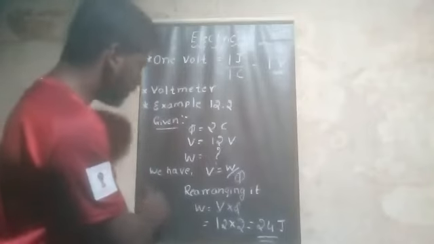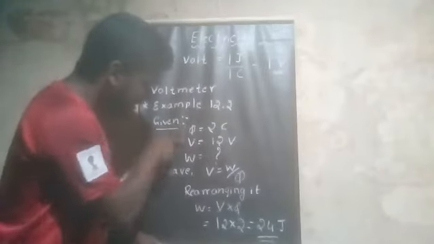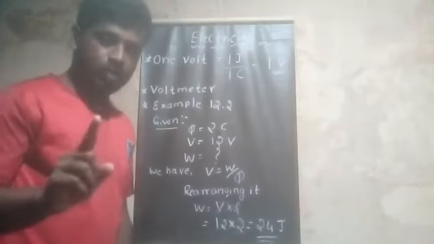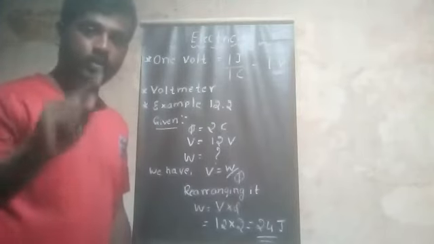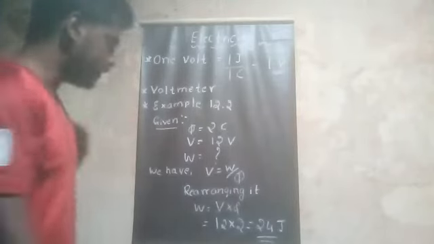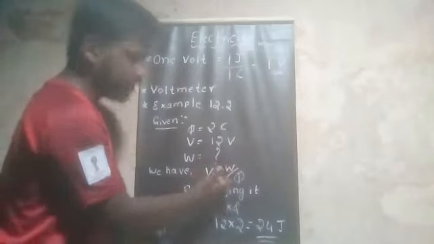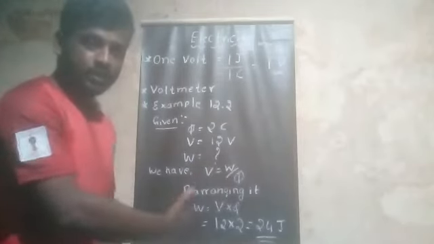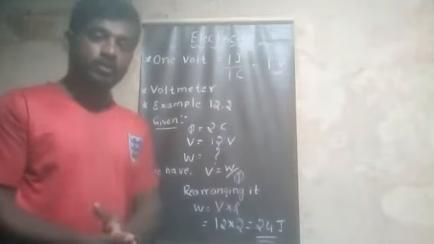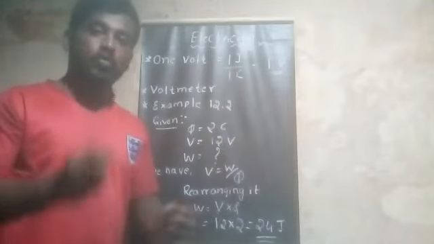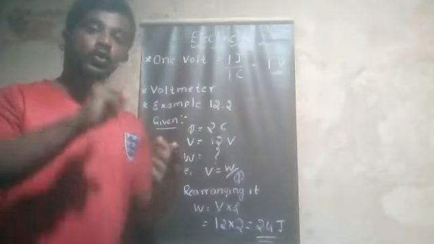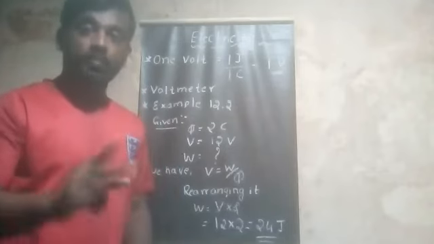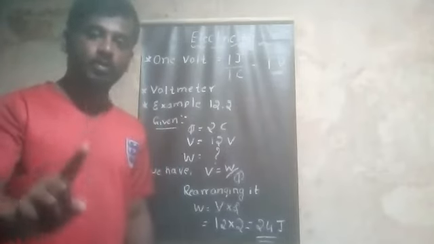So we have the formula. If you see these three quantities, there is one formula, that is V is equal to W by Q. But I want W, so again we have to rearrange it. Whenever a problem is given, you will get the formula, but you have to rearrange the formula to the quantity you have to find out. That technique you have to remember.